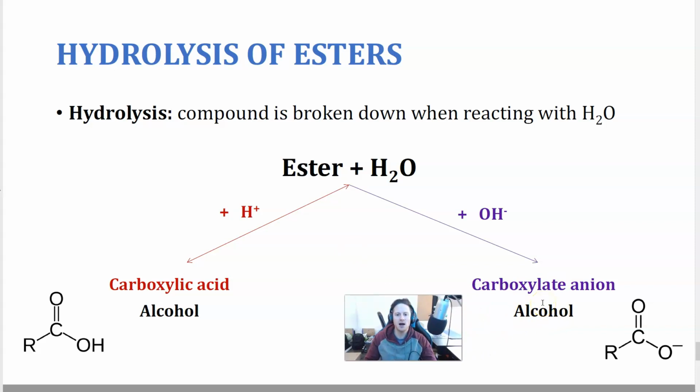So the next thing is the hydrolysis of an ester, which is kind of the reverse of what we've just done. So condensation is to make an ester. Hydrolysis is to break up an ester into its original components. You can do this in acidic conditions or basic conditions. In acidic conditions, you're going to get a carboxylic acid and alcohol product. In basic conditions, you're going to get a carboxylate ion and alcohol product.